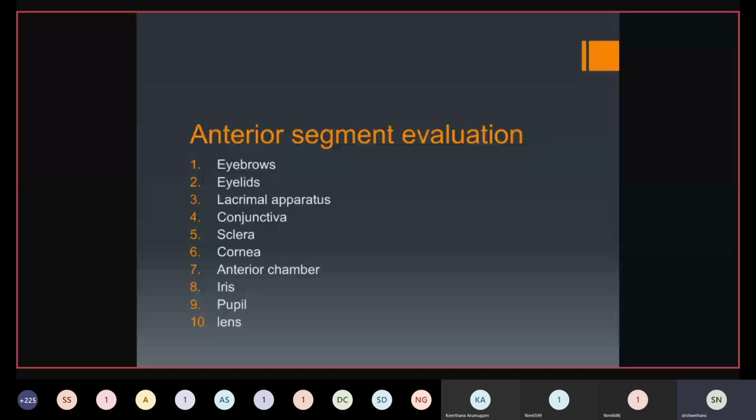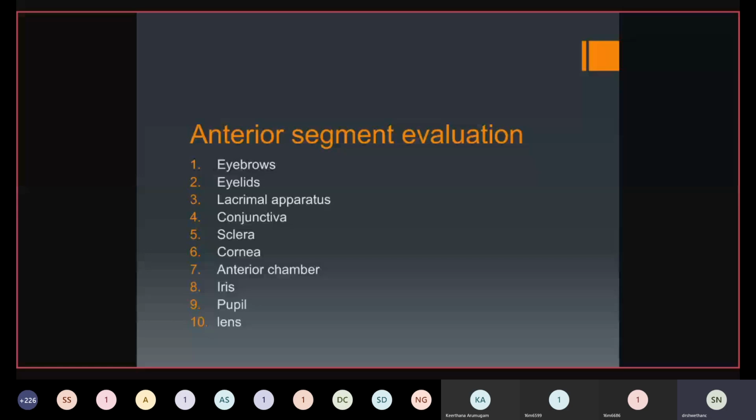So we examine each and every structure in detail on slit lamp. In eyelids, you look for any stye, hordeolum, or any meibomian gland dysfunction. If it's there, treat it. In the lacrimal apparatus, we see if there's any dacryocystitis. If present, then we plan for DCT or DCR, whatever is indicated in that particular patient.